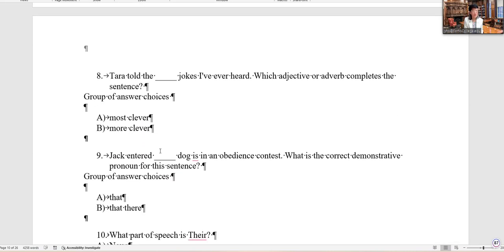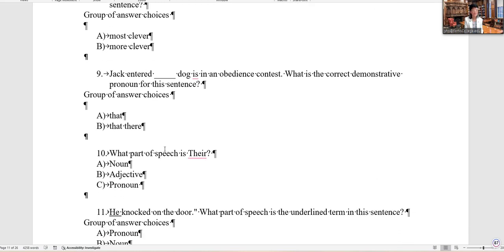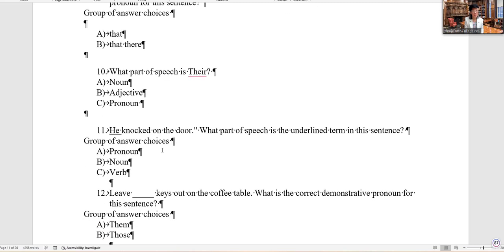So Tara told the blank jokes I've ever heard. Which adjective or adverb completes the sentence? A. Most clever, because you're comparing more than two. A or B, that or that there. Jack entered. A. Back. What part of speech is there? Pronoun. It's a possessive pronoun.